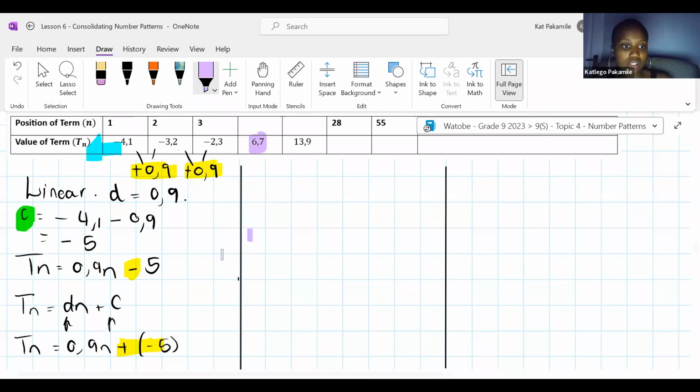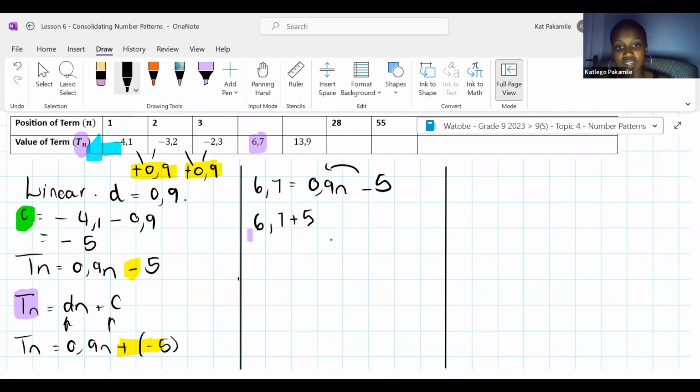So this formula says Tn equals this. So the 6,7 is Tn, it's not n. Therefore, you're going to say 6,7 where you see Tn equals. Then you write the formula, 0,9n minus 5. Then you make n the subject of your formula. So this 5 has to go away, and it becomes 6,7 plus 5 equals 0,9n. Okay, so it's going to give you 11,7 equals 0,9n.